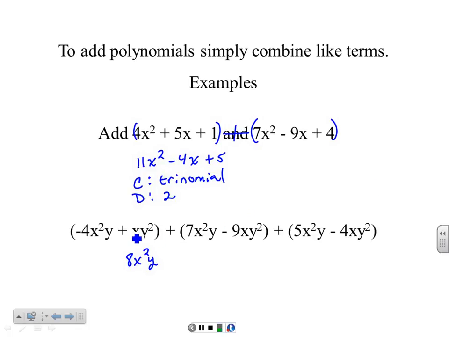Then what I'm going to do is look for all the xy squared terms. So I have 1xy squared, negative 9xy squared, and negative 4xy squared, which is going to give me negative 12xy squared. Now, here I'm going to ask you to classify, and this is going to be a binomial. And then to find the degree, I find the degree of each term. Well, this term has a degree of 3, and this term has a degree of 3, so it has to be a third degree binomial.